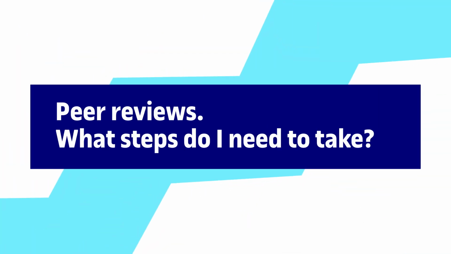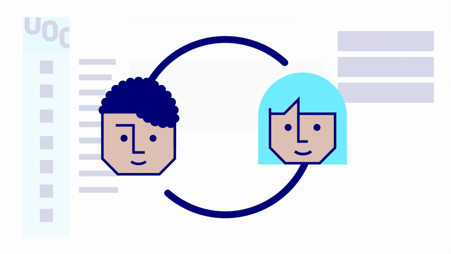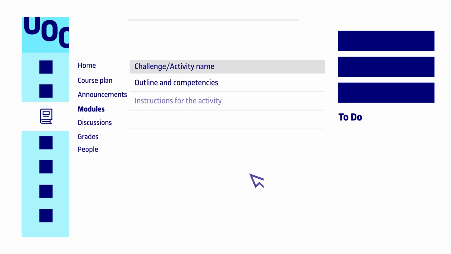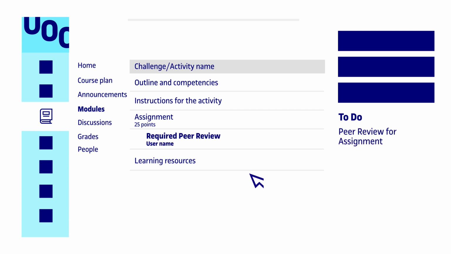Peer reviews. What steps do I need to take? In peer-reviewed activities, you and the rest of the students assess each other. To find out if you have any peer-reviewed activities, take a look at your to-do list or the module section in the Canvas classroom. When you're assigned someone to assess, you'll see their name below the activity.